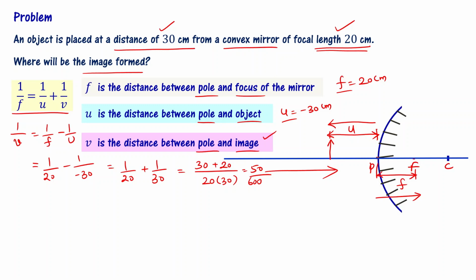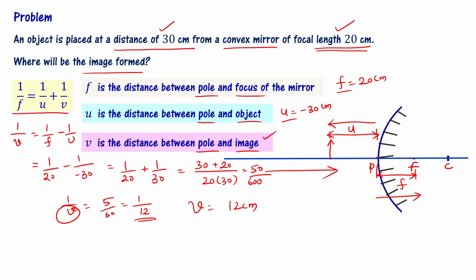Okay, let me write this as 1/v equal to 5/60, right? I can write this as 1/12. It means v equal to 12 centimeters, right? v equal to 12 centimeters is what we got. Earlier, if you see, we got v as a negative number, right?